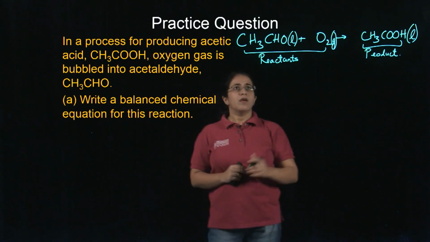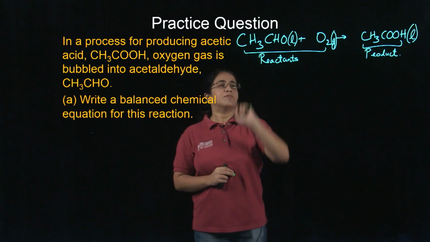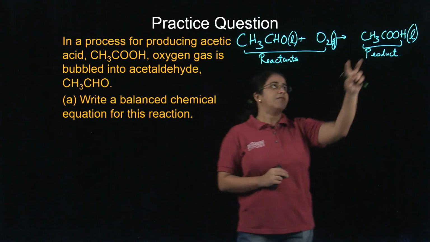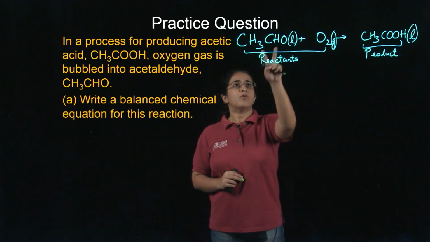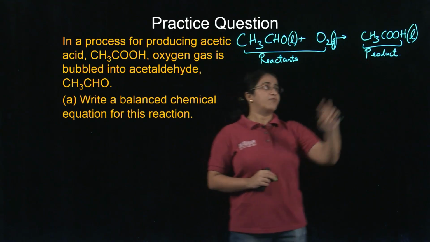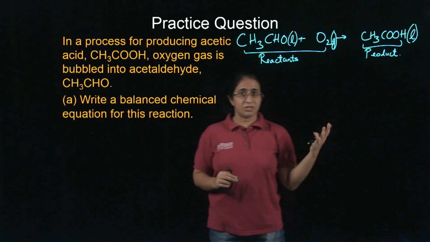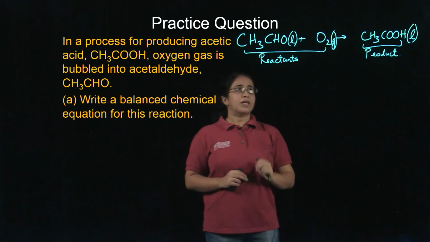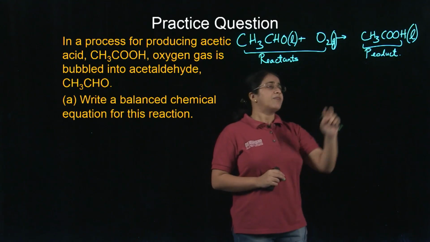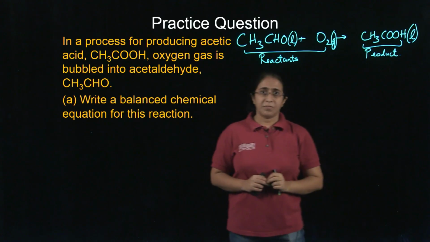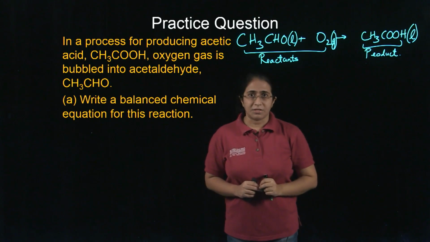So let's see. On the reactant side, we have 2 atoms of carbon. On the product side, we have 2 atoms of carbon. So our carbon is balanced. Now we have 4 moles of hydrogen on the reactant side. We have 4 moles on the product side. So our hydrogen is balanced as well. But let's take a look at the oxygen. We have 3 moles of oxygen on the reactant side, and we have only 2 moles on the product side. So we have to balance our oxygen.